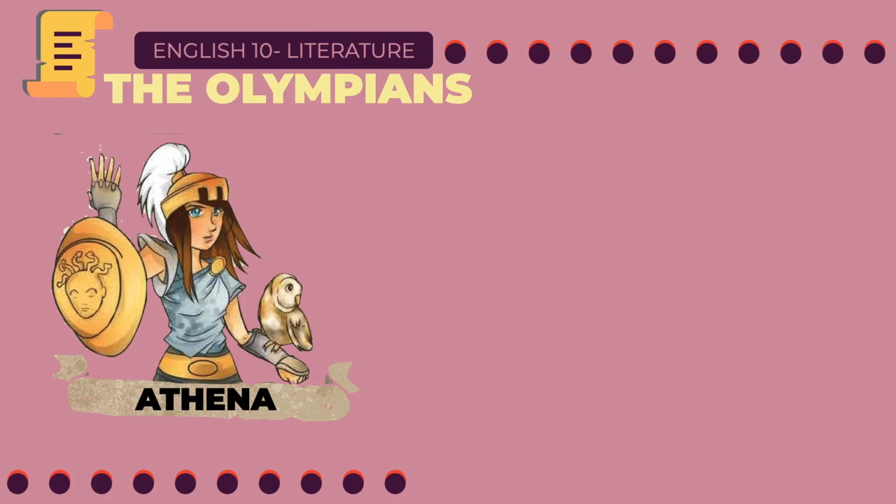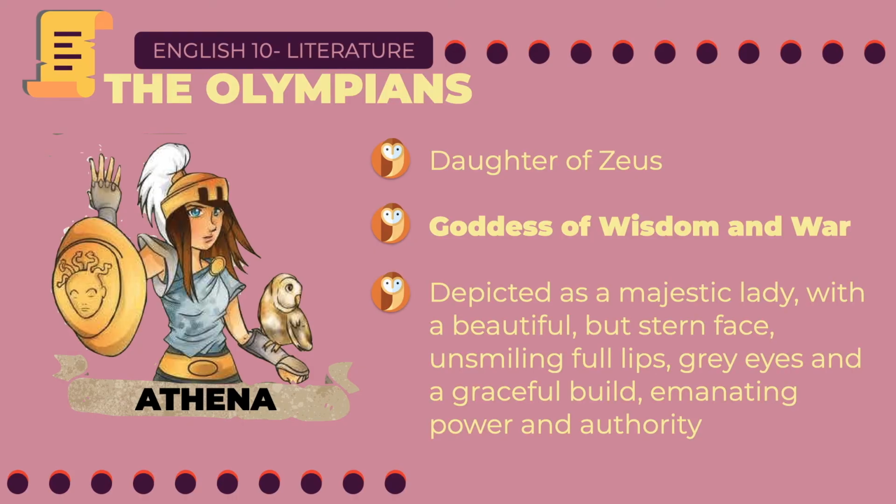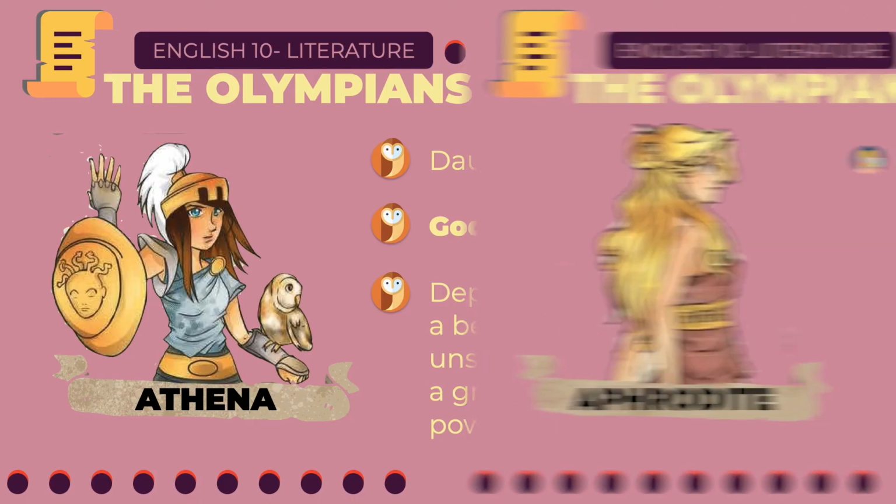Athena. Athena was born in most miraculous circumstances. When Zeus learned that Metis' next child may overthrow him, he swallowed his first wife who was already pregnant. He then started to have tremendous headaches. Hephaestus struck him with an axe and Athena leapt out of Zeus' head, fully armed, crying mightily. Thus, she is dubbed the goddess of wisdom and war. In art and literature, Athena is usually depicted as a majestic lady with a beautiful but stern face, unsmiling full lips, gray eyes, and a graceful build emanating power and authority.